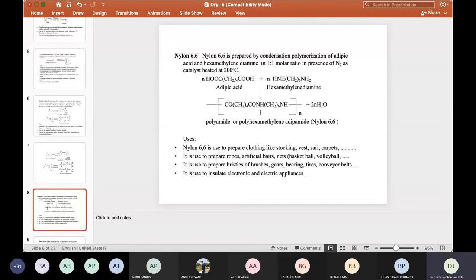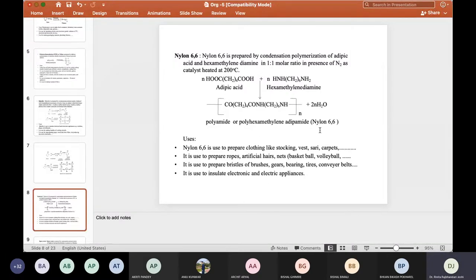adipamide, or simply the common name is nylon 66. The name of nylon differs according to the monomers; it may be 66 or maybe 610. Why 66? Because both the monomers contain 6 carbon atoms. Tetramethylene has four, but in the dioic acid, this and this make 6 carbon atoms, and hexamethylene of course has 6 carbon, so the 66 is here.